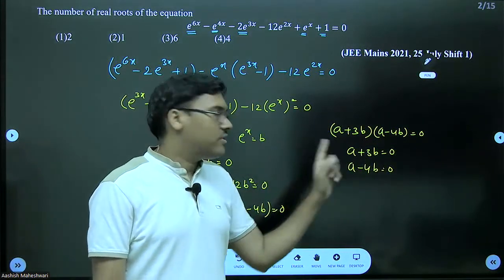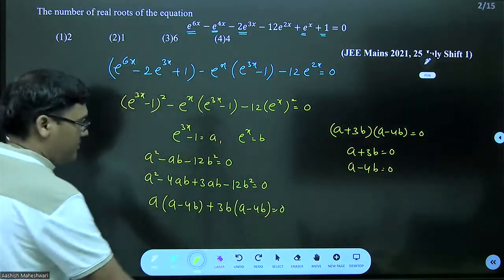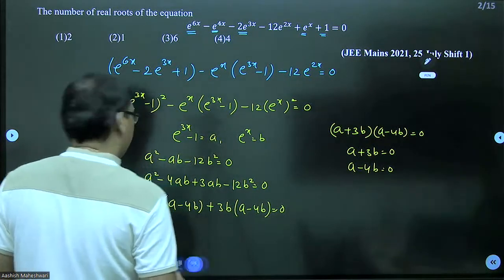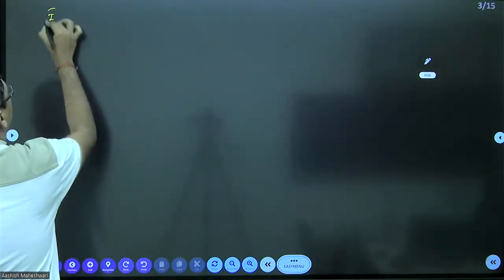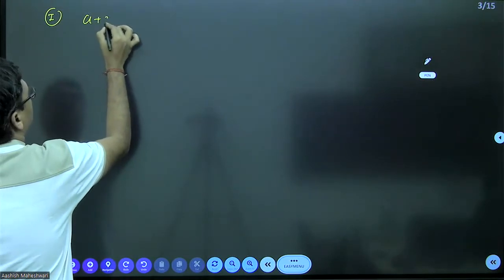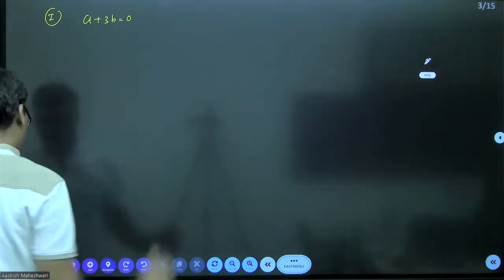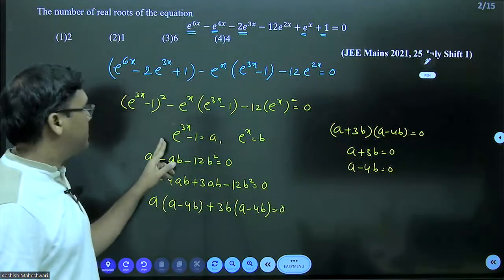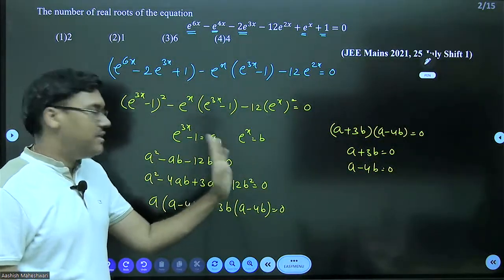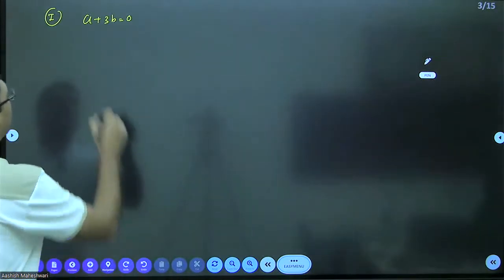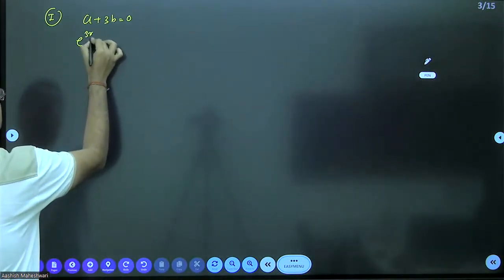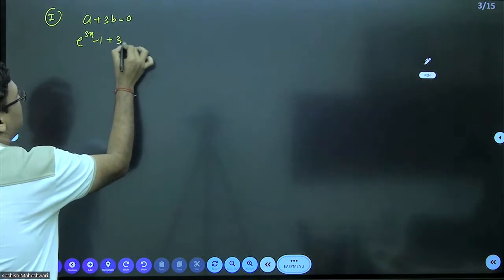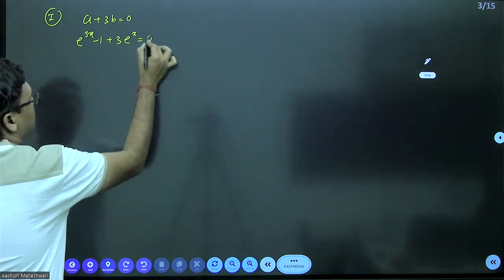So let's talk about the first equation. This is a plus 3b. So let's move to the next page. First case, a plus 3b is equal to 0. We have this a plus 3b is equal to 0. What is a? E raised to 3x minus 1. What is b? E raised to x. So I'll just put this. This is e raised to 3x minus 1 plus 3 e raised to x equal to 0.